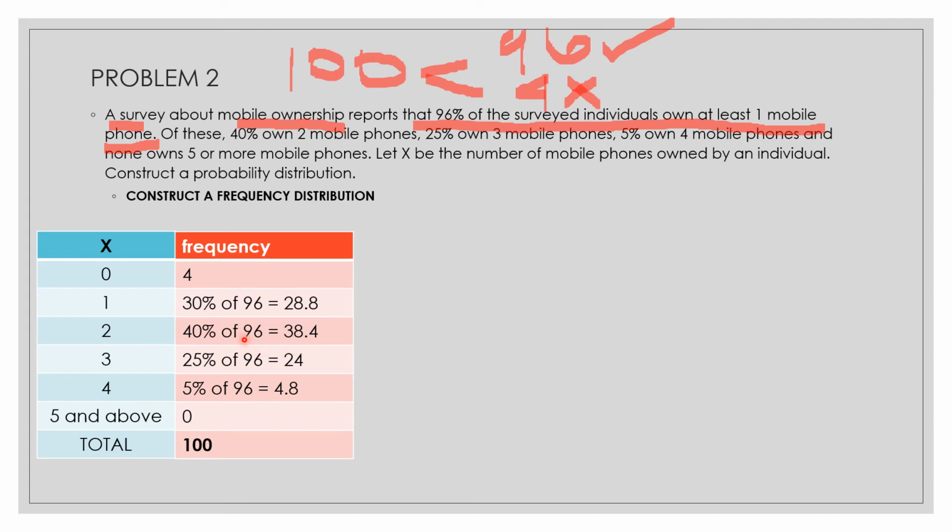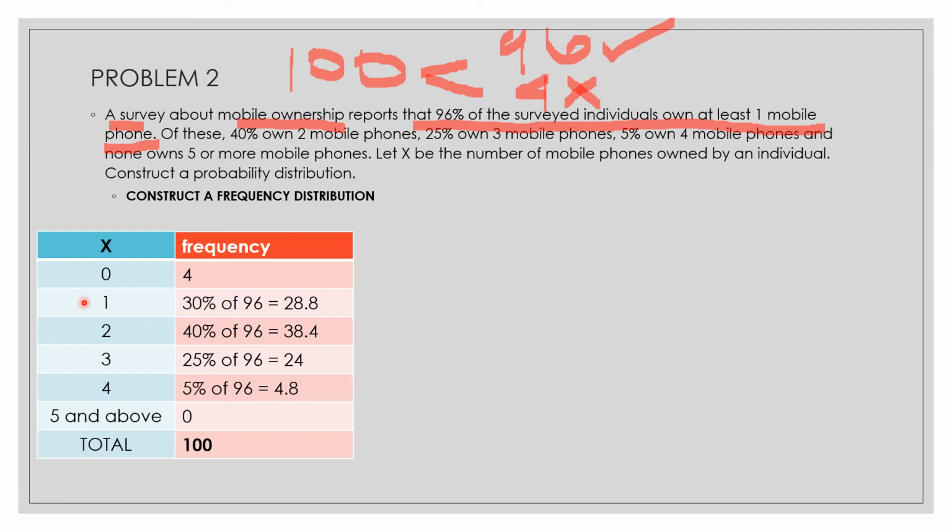Saan ulit nanggaling yung 96? Ito, from our first statement, no? That 96% of the individuals own at least one mobile phone. Next, 25% own 3 mobile phones. So, 25% of 96 is equal to 24. Kasi 96 lang yung may cellphone, no? Same. And then, 5% own 4 mobile phones. So, if we get the 5% of 96, is equal to 4.8. And finally, 5 or more mobile phones are owned by none. Kaya 0 yung ating frequency for 5 and above.